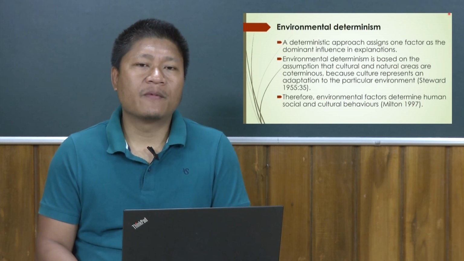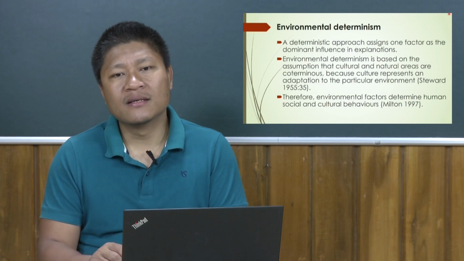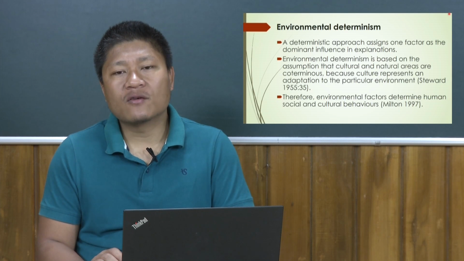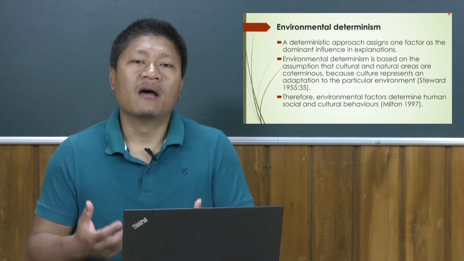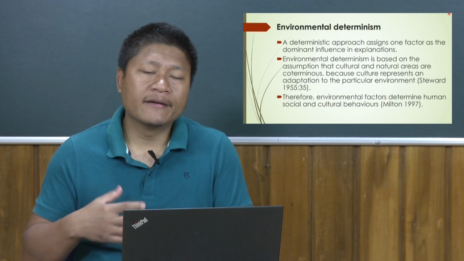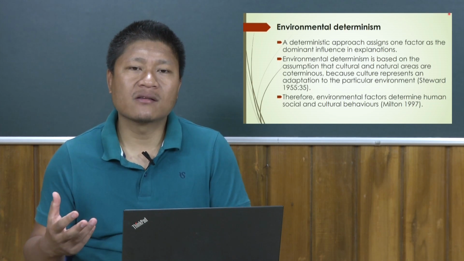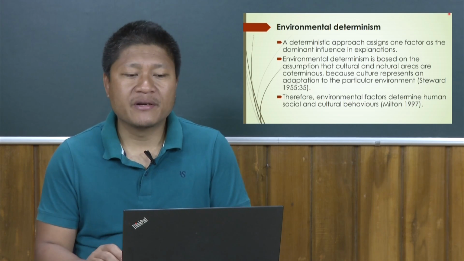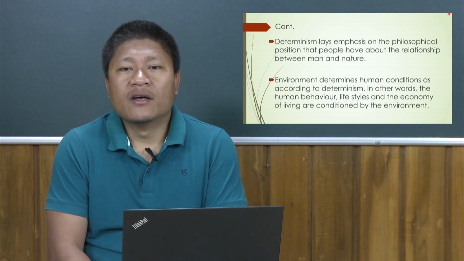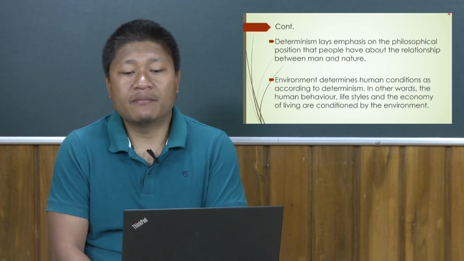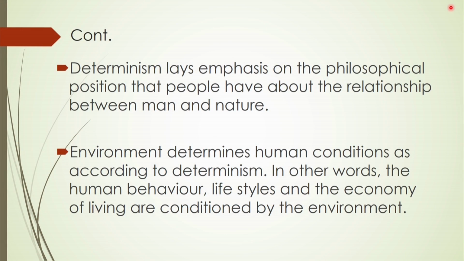Now, therefore, this environmental determinism in a sense has to be located in the context of the culture and nature relationship. Now, in the upcoming lectures, we will also look at the debates on nature and culture and how this perception of nature and culture has changed and how it is to be situated in the context of the modern development paradigm. Now, one of the main emphases laid by determinism is also on the philosophical position that people have perceived their relationship between man and nature.